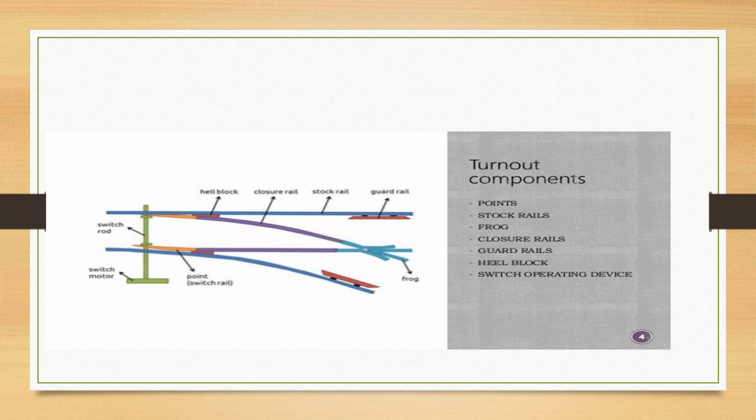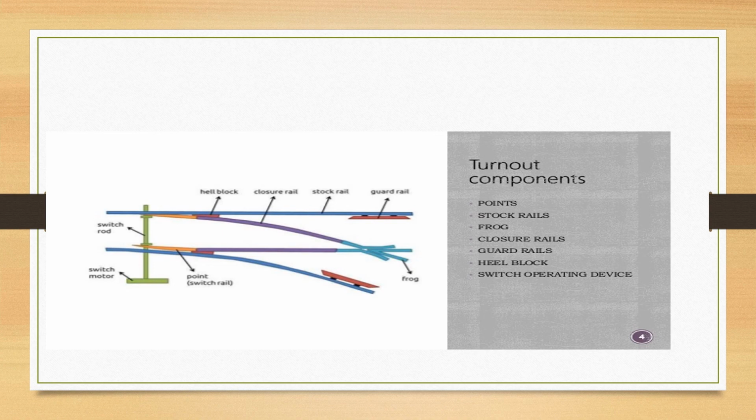Slide chairs. The function of slide chair is to support the tongue rails throughout their length and to allow their lateral movement for changing the points. A pair of heel blocks. The function of heel block is to keep the heel ends of both the tongue rails at a fixed distance.